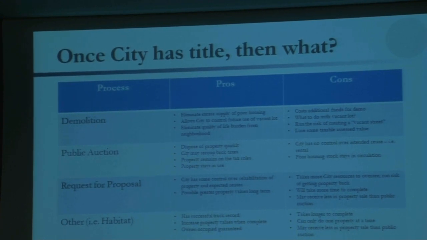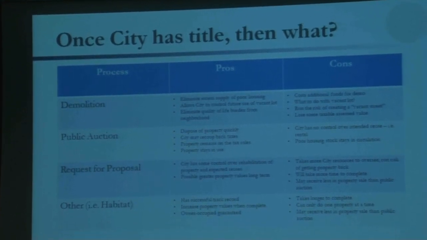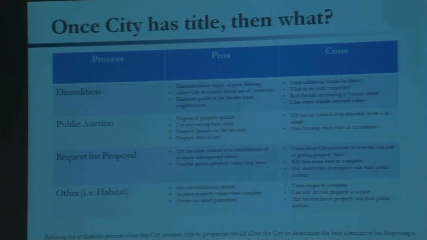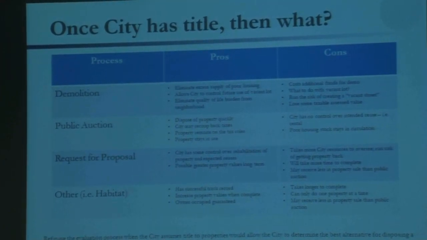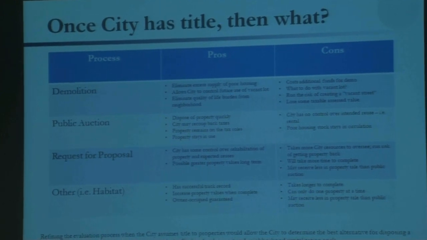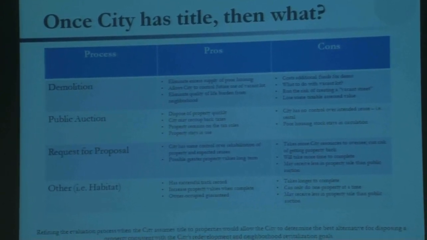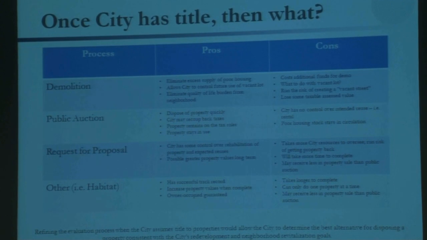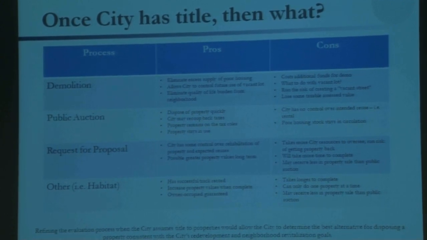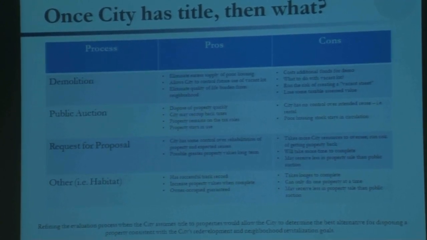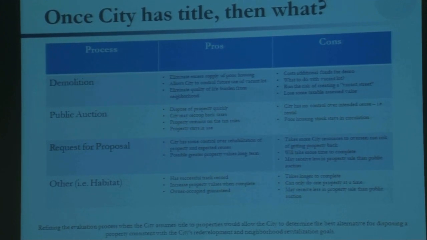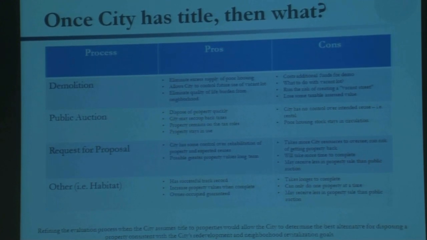Request for proposal. This allows you maximum control, I would say, in all these instances over what happens with the property. Although it takes resources to manage that process, and the turnaround time can be limited or controlled and can take longer. The other is Habitat. Obviously, they have a good track record. They have a very good success rate. They have limited resources just like everybody else. They can only do one or so houses a year. So those are 4 different options.